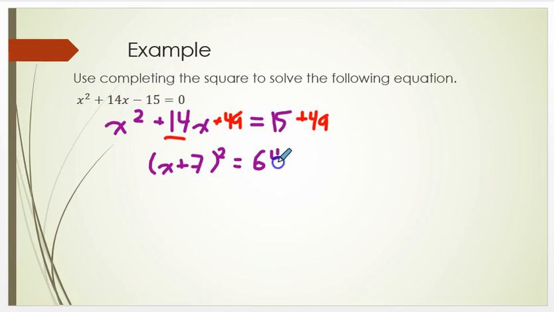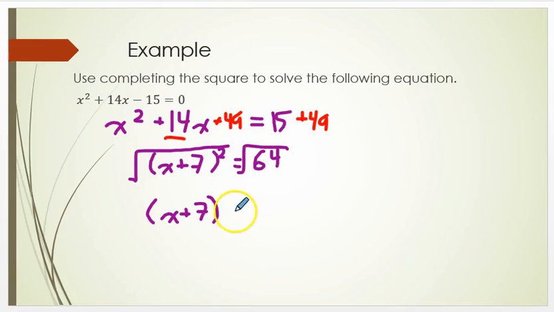So that's it for the completing the square part. But in these directions, we were asked to solve the equation using completing the square. So the completing the square part is done. Now I'm just going to finish solving the equation from what's left. The opposite of a square is a square root. So if I took the square root of both sides of the equation, I would have x plus 7.